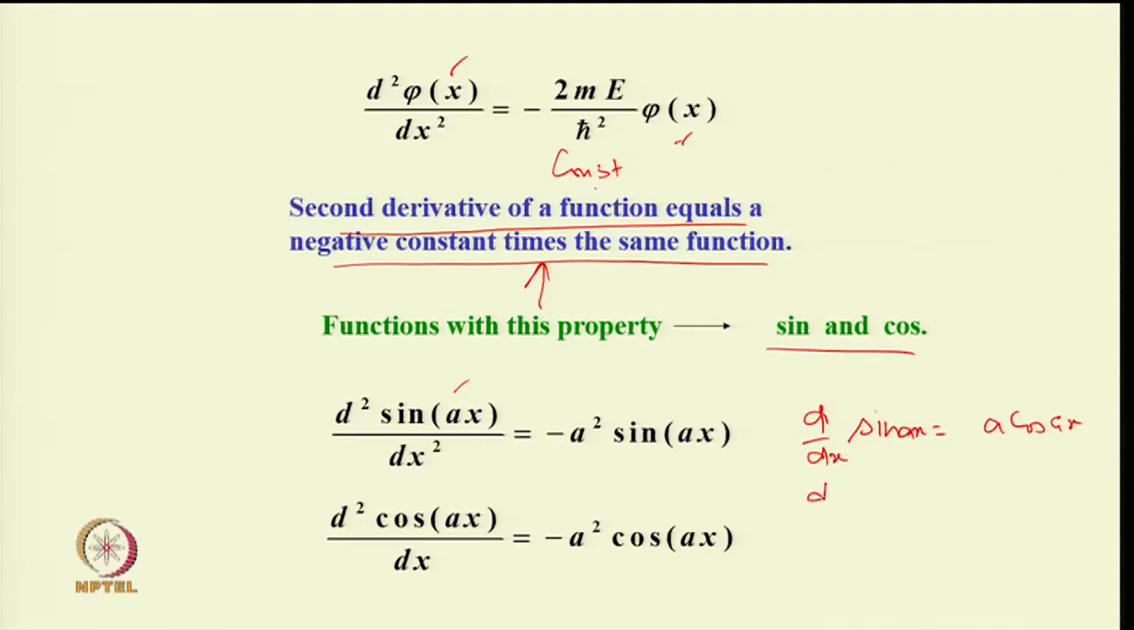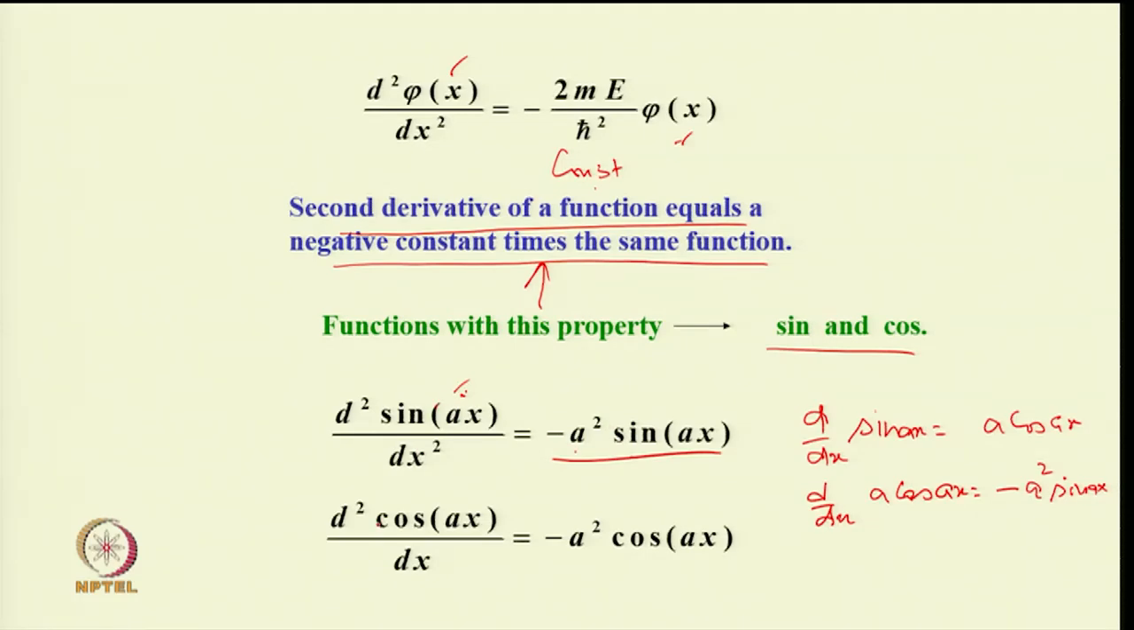And when we take d by dx of a cos ax, it is equal to minus a square sin ax. So that's what I have written here. Now you can see that the second differential of this function is minus a square multiplied by the same function.